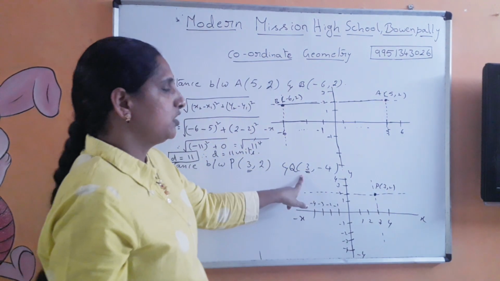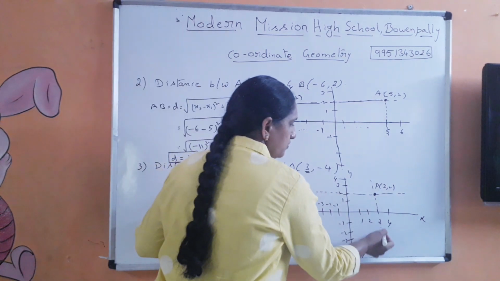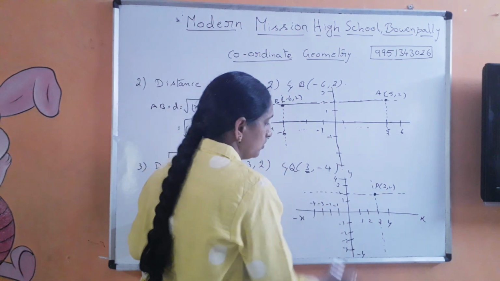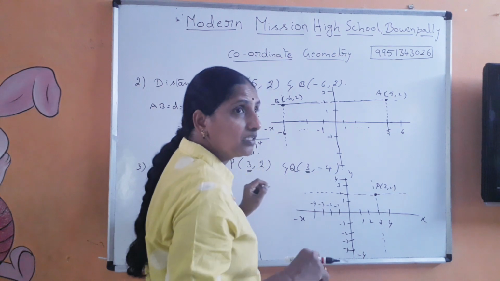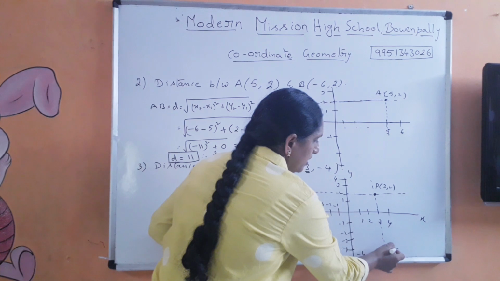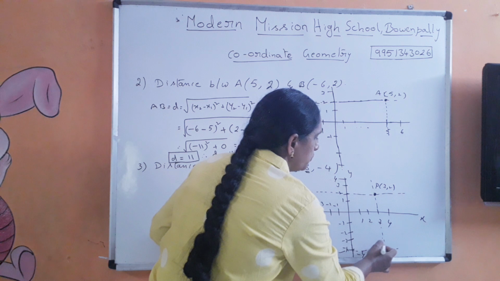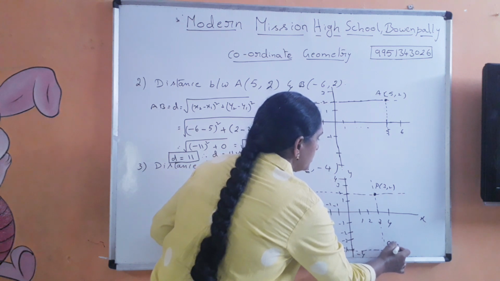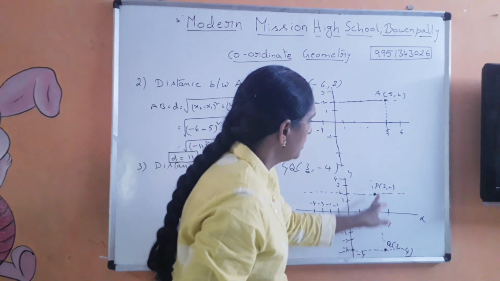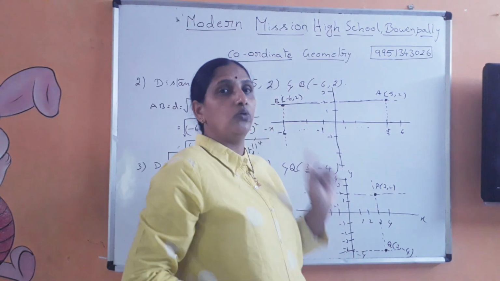What is the other one? Q, 3 comma minus 4. So 3 on the positive side, already you have the line here. And minus 4, that means the ordinate being minus 4, that means on the negative y-axis, minus 4. So draw a line parallel to the x-axis passing through minus 4. This is the point Q. So what is Q? Q is 3 comma minus 4. You can see that just these two are equal, that means a line parallel to the y-axis. So what do we conclude from here?